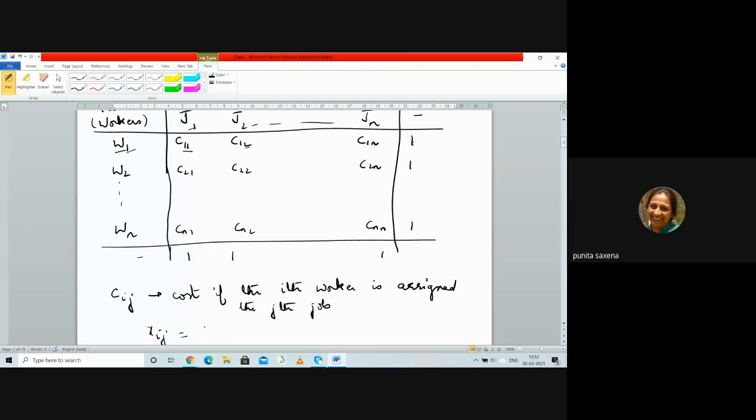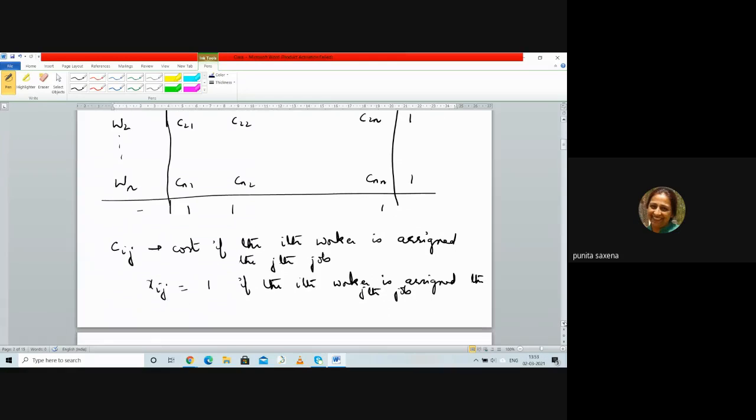There is no other option available here. So we say Xij takes on the value 1 if the ith worker is assigned the jth job. Otherwise there is no assignment. That's why we are calling it the assignment problem, because we are assigning the jobs here. And Xij takes on the value 0 otherwise. So these are the only options.